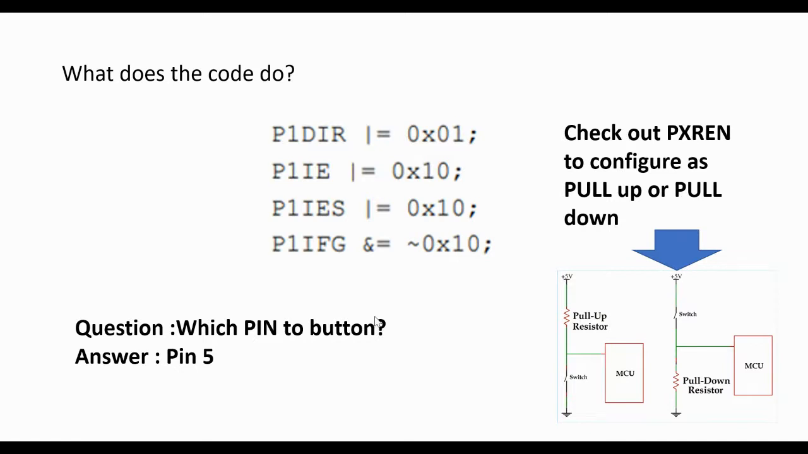All right. Which pin is connected to the button? I already gave you the description just now. Pin 5. If you expand 0x10, it will be 0001 0000. So pin number 5 is enabled. The rest are not enabled. Why do you want to enable and disable? Because sometimes you do not want all pins to be enabled for interrupt. You could have some peripherals connected to all these other pins, and you do not want these peripherals to give a false alarm.